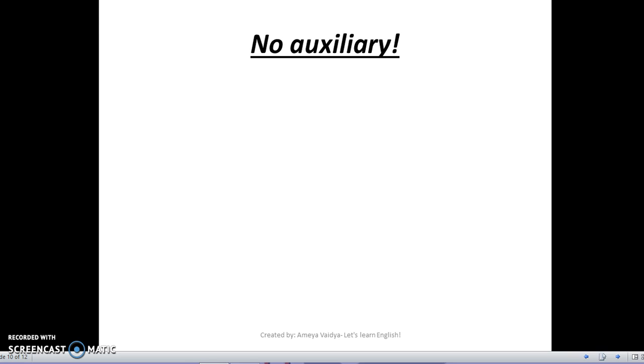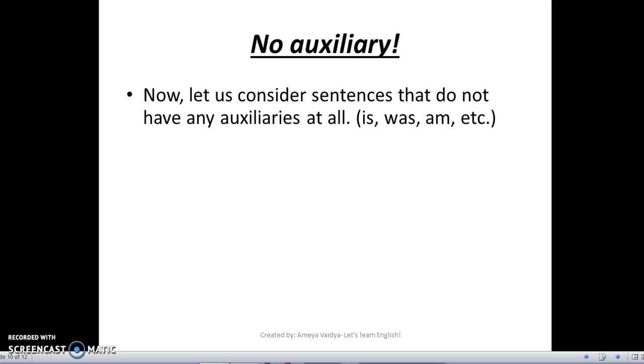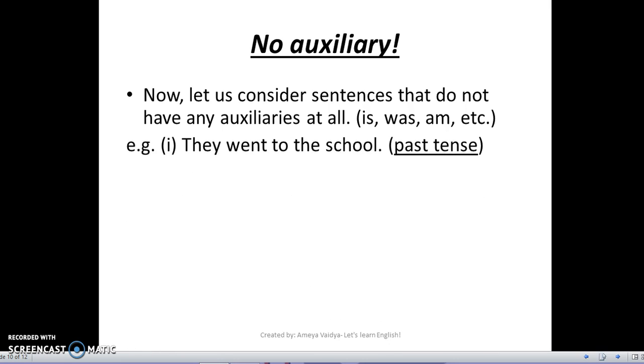Now, how to deal with the statements where you don't have any auxiliary? Well, this should be studied, of course. Let's consider that there are no auxiliaries at all in any sentence. The auxiliaries are is, was, am, etc. Well, you can simply change them to isn't, wasn't, aren't. You can do that. Let's take an example. They went to the school. Now, we find that there's no auxiliary here. No is, was, am, etc.